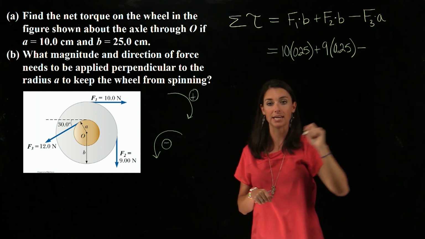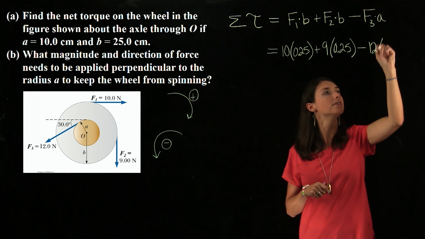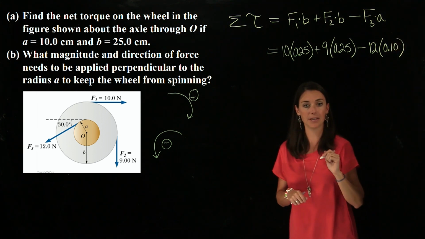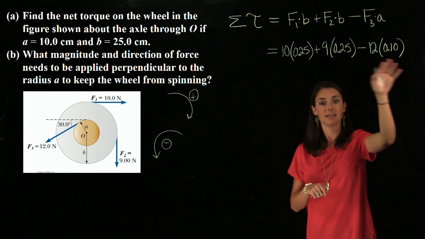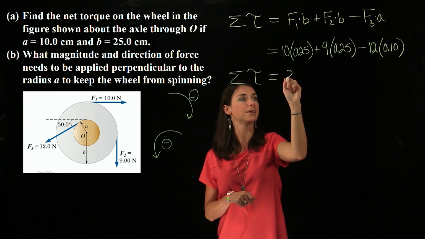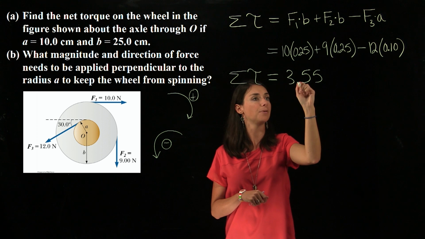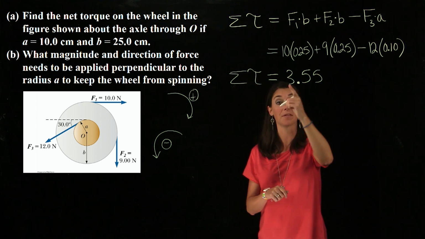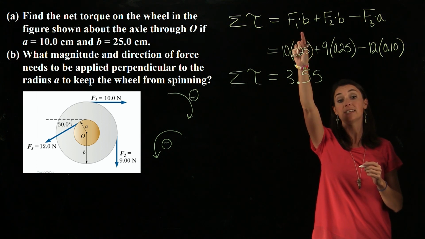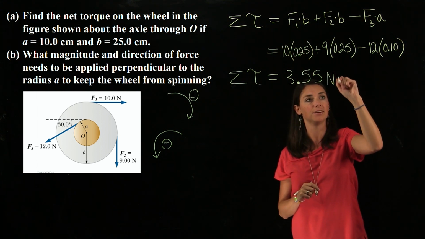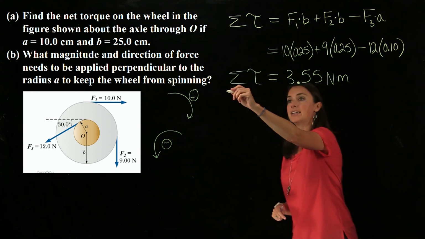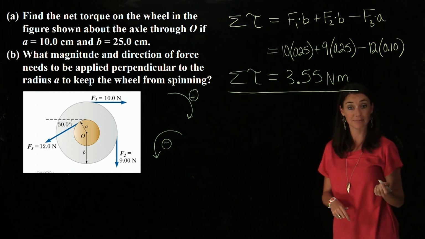And then F3 is 12, and its radius is a little bit smaller at 10 centimeters. If you add and subtract these together, we find that the net torque on the wheel is about 3.55. And then if we think about the unit that goes with this, a force is in newtons, a radius is in meters, so you basically have newton meters, newtons times meters, for the unit. And that is our solution for part A.